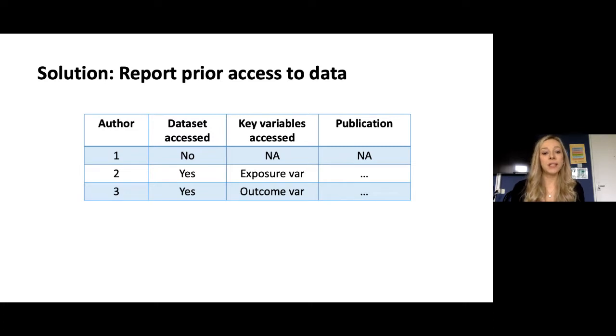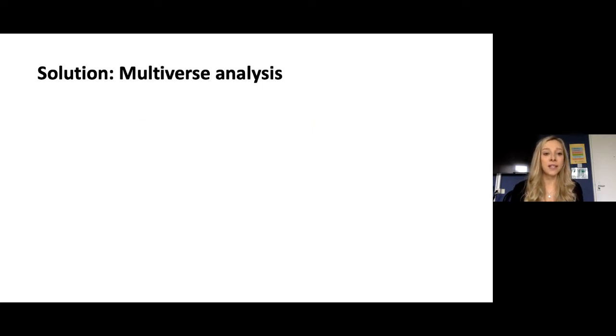And it's important to highlight that just reporting our prior access to the data doesn't prevent biases linked to prior knowledge of the data, but it does make these biases transparent. But for a more rigorous solution that can really help to mitigate against these biases, researchers can consider using a multiverse analysis. A multiverse analysis is an approach which involves identifying every potential analytic choice that can be used to analyse a particular research question.